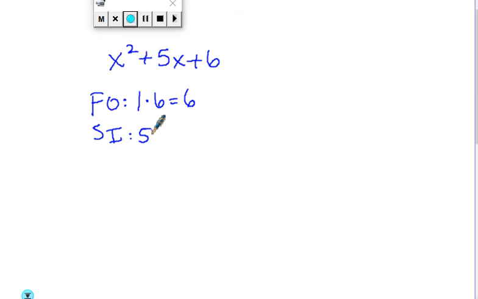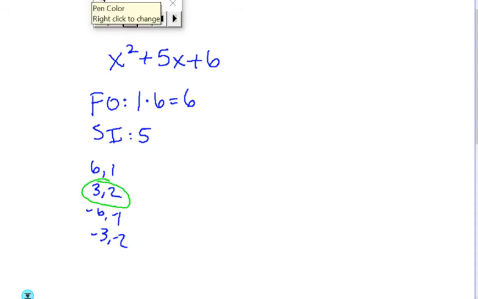So now if I were to go and figure out what that is, I can write my list down. I have 6, 1, 3, 2, negative 6, negative 1, negative 3, negative 2. Now the one that works here is 3 and 2, right? And so now our next step was we said, okay, let's just go ahead and write out what the factors are. But really what we were doing, without us realizing, we could still follow this FOSI method, which we were doing by making this little t-chart.